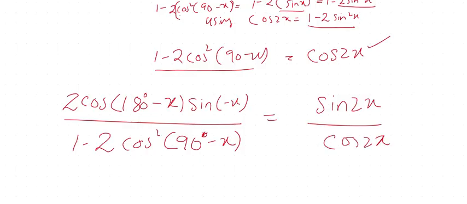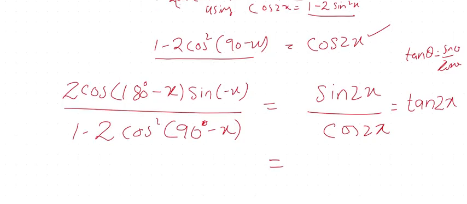When you simplify this term, what is the answer? Tan theta equals sin theta by cos theta. So similarly, this thing is equal to tan 2x. After simplification, our required answer is tan 2x.